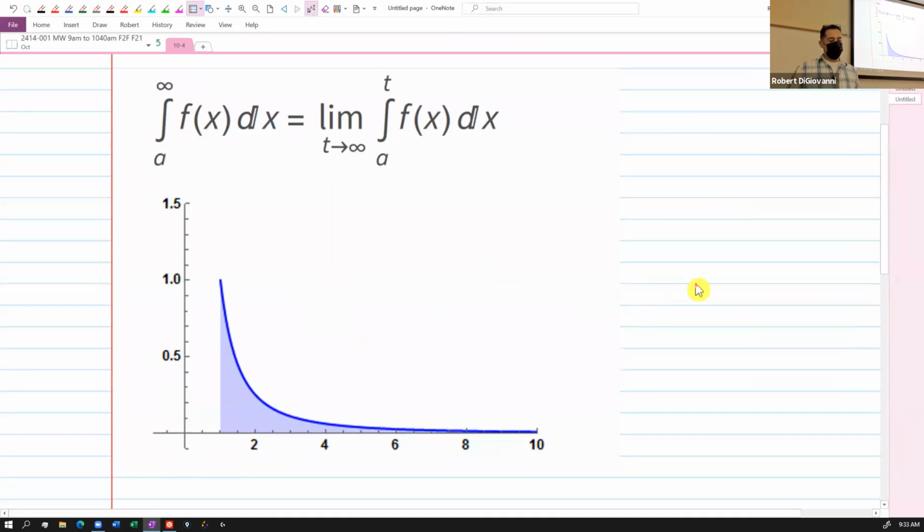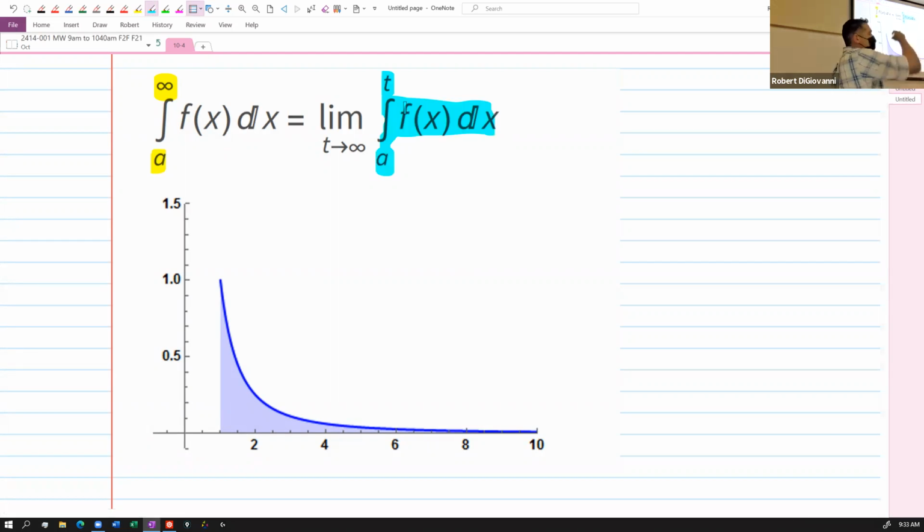Okay, so let's look at this. If we want to do an integral that starts at A and never ends, goes out to the right forever, the way we're going to do it is this. And I think this makes sense if you just think about it. We're going to find the area, this integral in blue, that right there would be the area from A to T, wouldn't it?